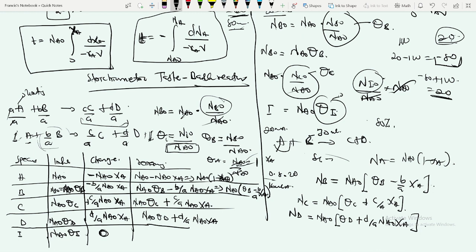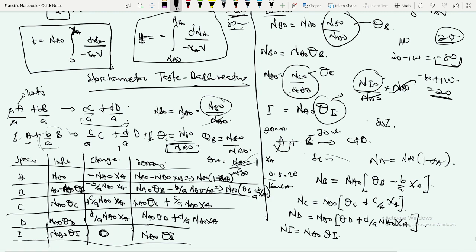And for the inert, the remaining will still be the same as the initially present. So just N_A0 theta_I. So N_I is equal to N_A0 theta_I. So with the initial moles, you can find the total initial moles present. And with the total initial moles, you can actually use this.